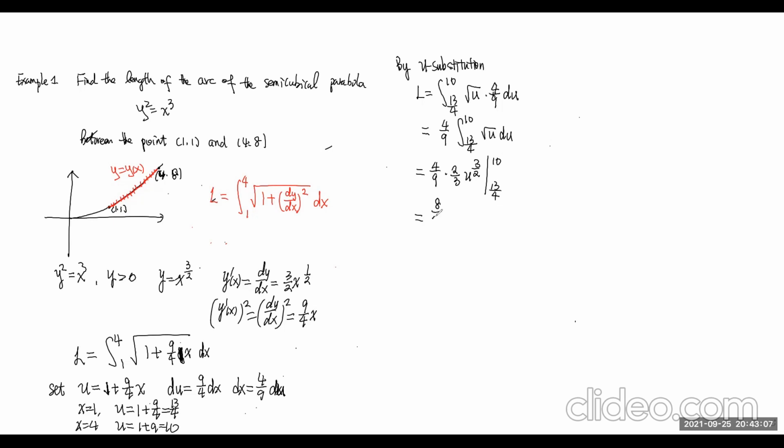So we get 8/27 times 10 to the power 3/2 minus the other term with power 3/2. Even if you continue to simplify it, you cannot really compute the difference of these two terms, so I will keep it like this. So this is the first example.